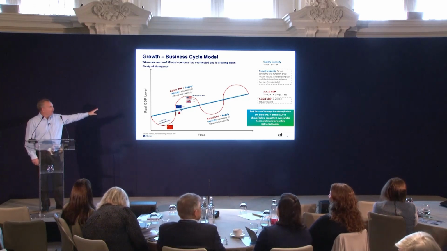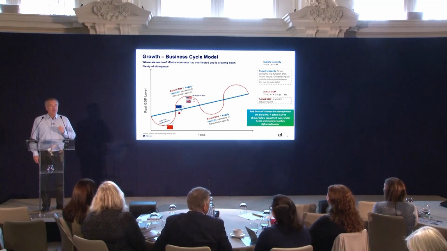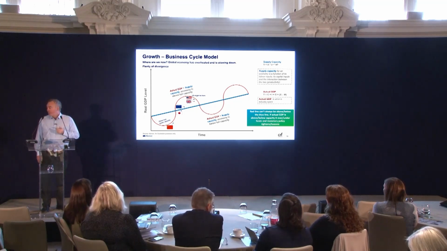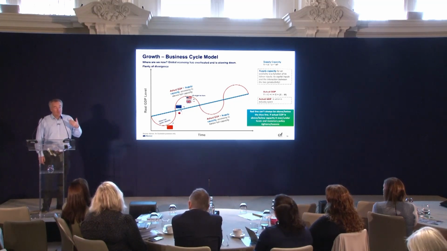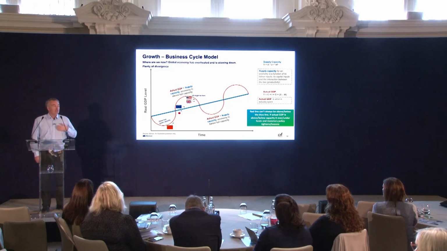And so when you're below the blue line, you are operating below full capacity. When you're above the blue line, you're operating above full capacity. And so you have very low unemployment. You have businesses struggling to fill open positions. You have upward pressure on wages and inflation generally.